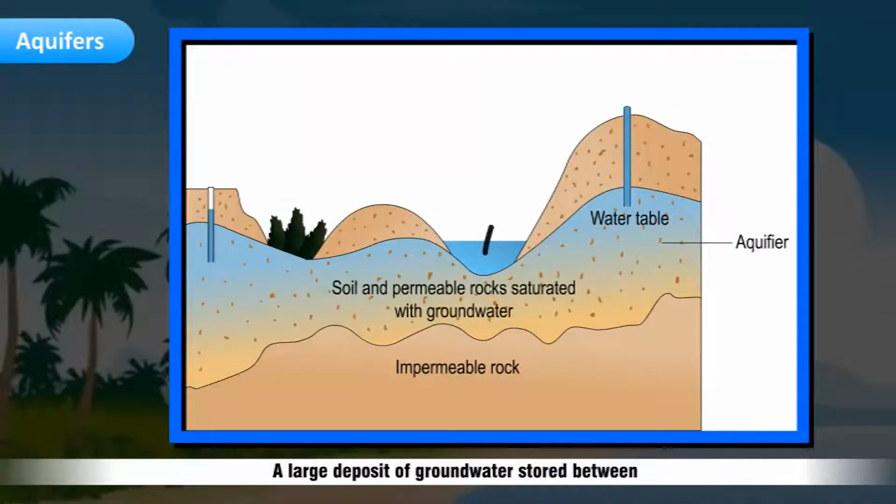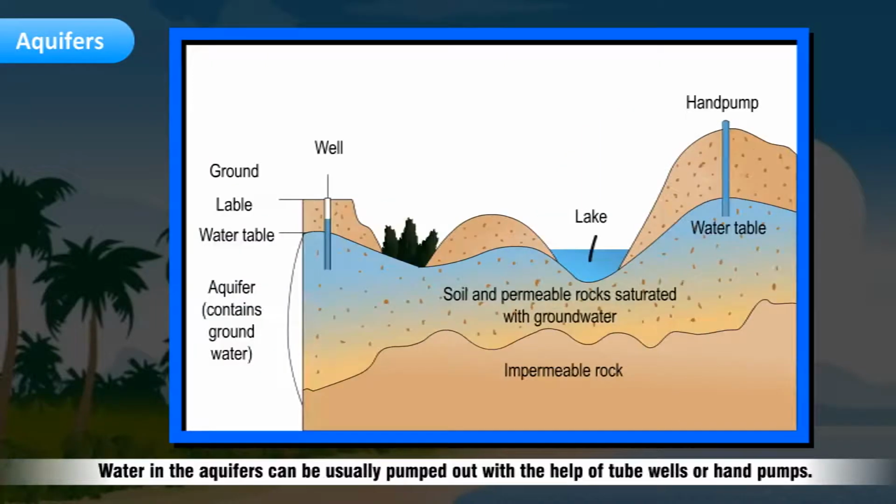Aquifers. A large deposit of groundwater stored between the layers of hard rocks beneath the water table is called an aquifer. Water in the aquifers can usually be pumped out with the help of tube wells and hand pumps.